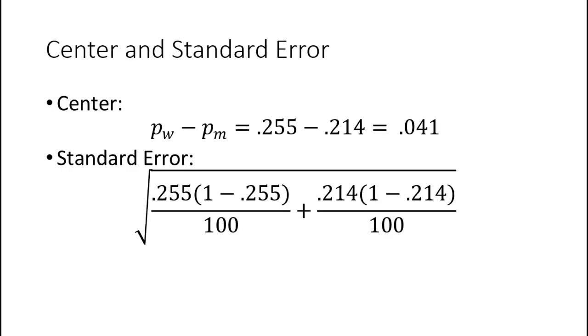Computing the center, we're going to look at the difference in proportions from the two samples. So we have 0.255 minus 0.214 equals 0.041. And then filling in the formula for standard error, we have the following.